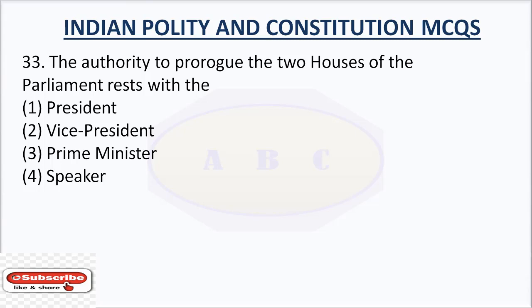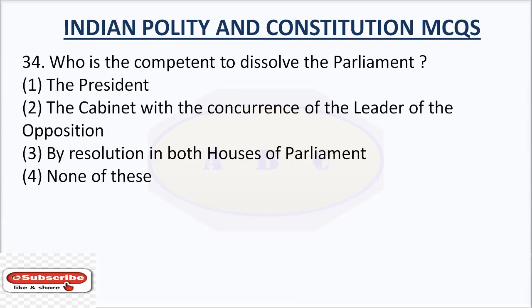Question number 33. The authority to prorogue the two houses of the Parliament rests with the option number 1, President. Option number 2, Vice President. Option number 3, Prime Minister. Option number 4, Speaker. The right answer is President.